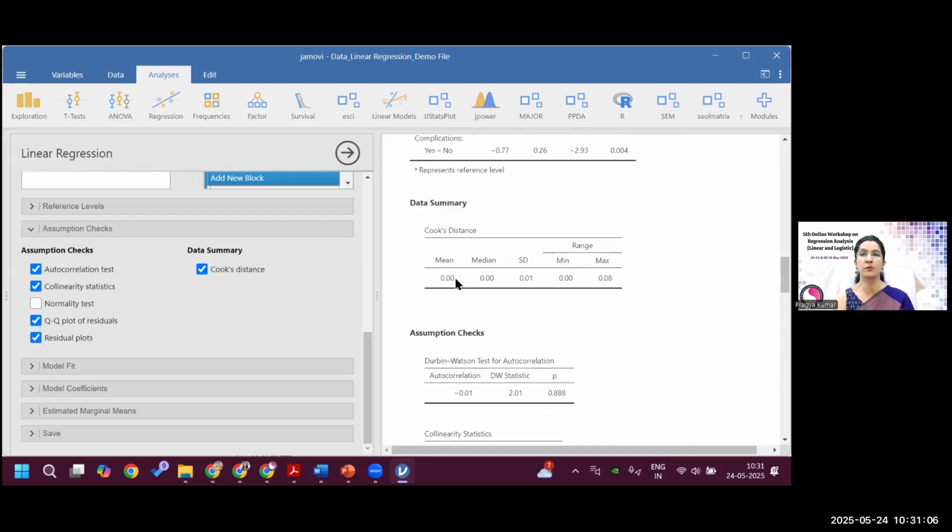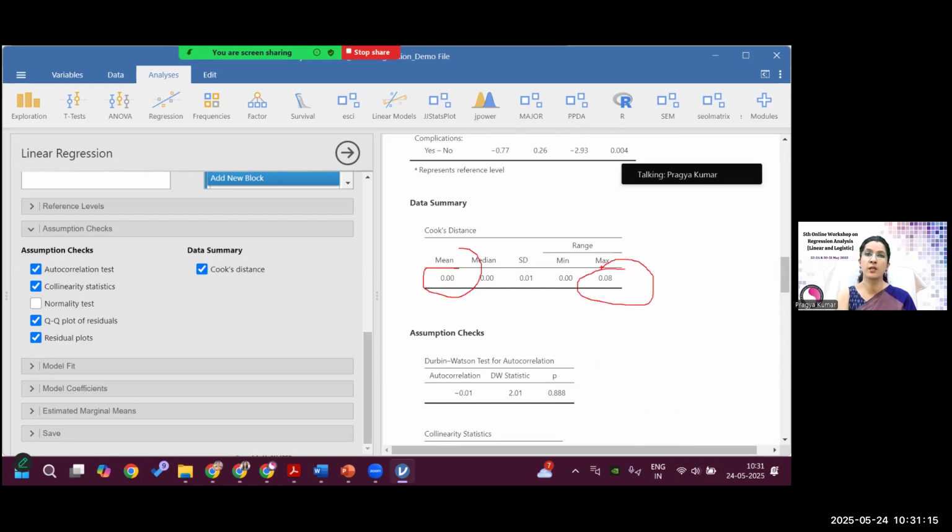If you see the Cook's distance, the mean Cook's distance is 0. That means it is less than 1. This is the Cook's distance. Maximum it is 0.08. So there is no influential point, because an influential point is decided by the Cook's distance, which takes into account both the high leverage and the outlier. What is the outlier? The value of the dependent variable. If it is too high, that is an outlier. And here the outlier statistics are in the form of residual statistics.